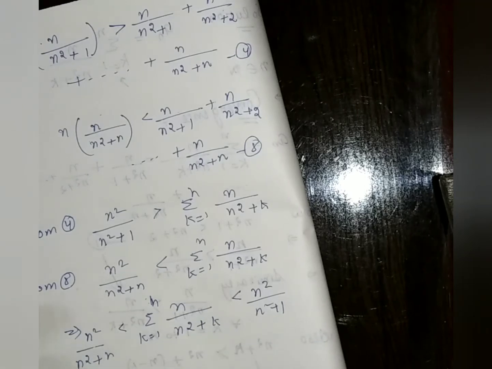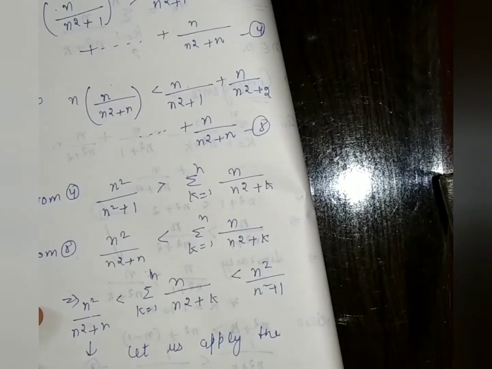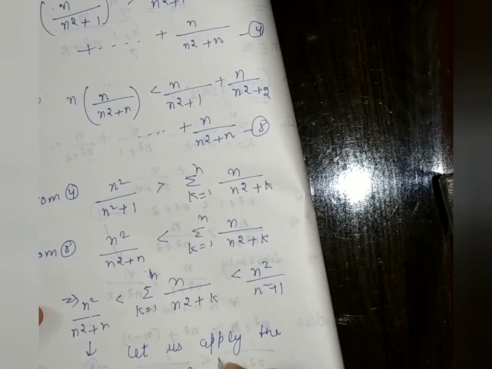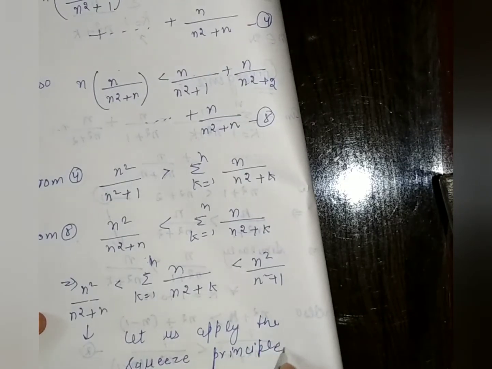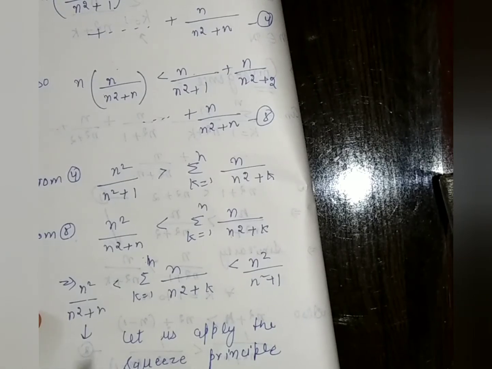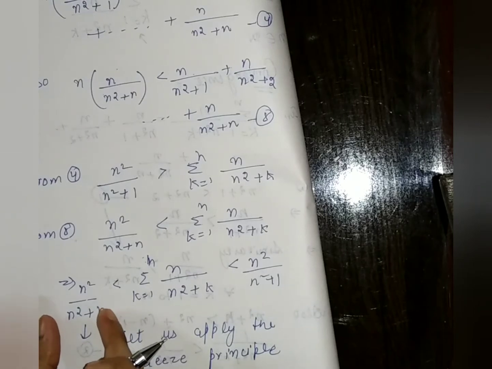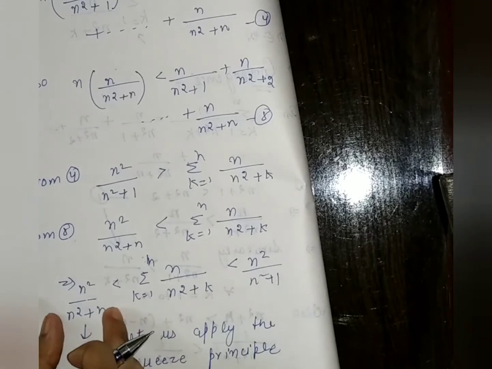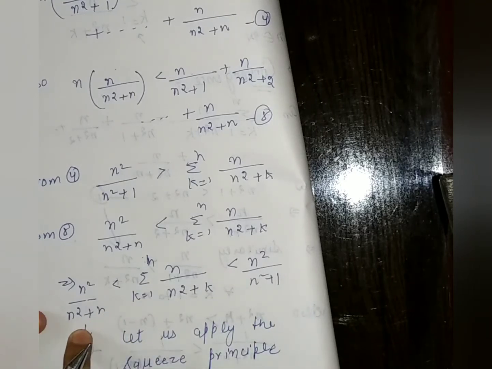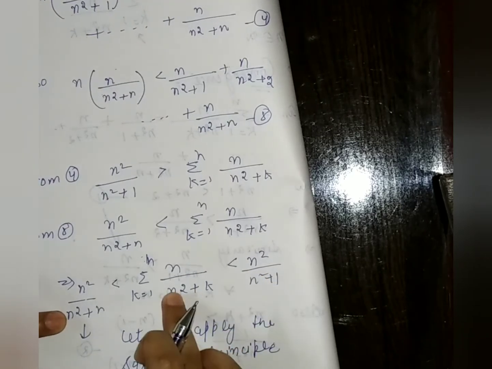Now let us apply the squeeze principle, or you can call it the sandwich principle. So what is the squeeze principle? It states that if a function is less than some function and greater than some other function, and the limit of the lower function is equal to the limit of the upper function, then that limit will be the limit of the middle function.